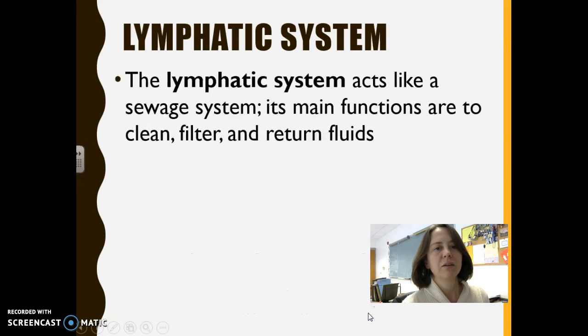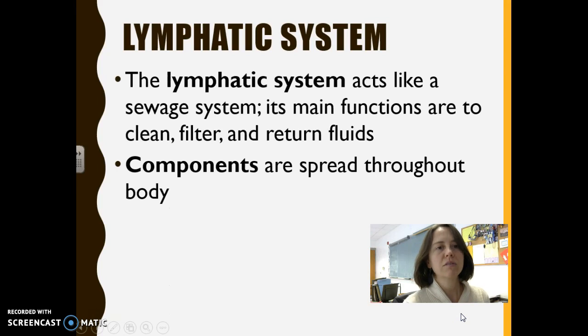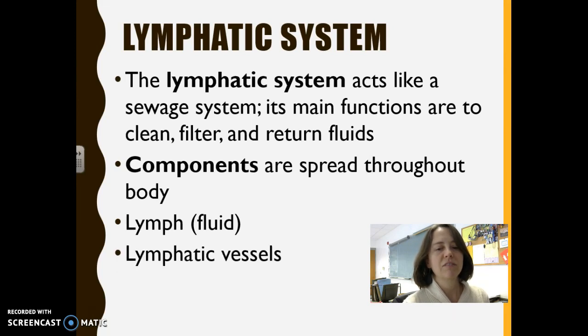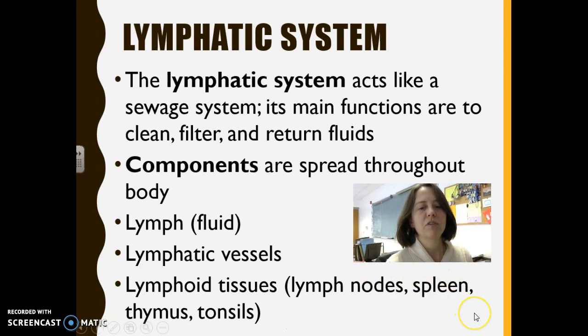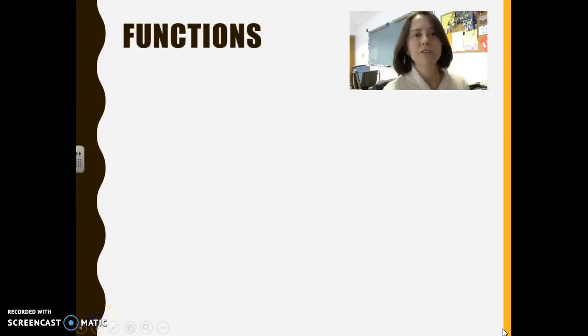With the lymphatic system, it acts like a sewage system. Its main functions are to clean, filter, and then return fluids. The components of the lymphatic system are spread throughout the body. Some examples are lymph, which is the fluid, lymphatic vessels, and lymphoid tissues, like your lymph nodes, spleen, thymus, and tonsils.